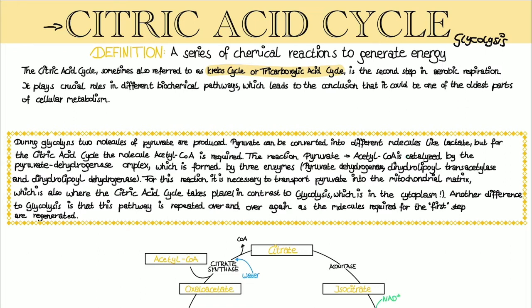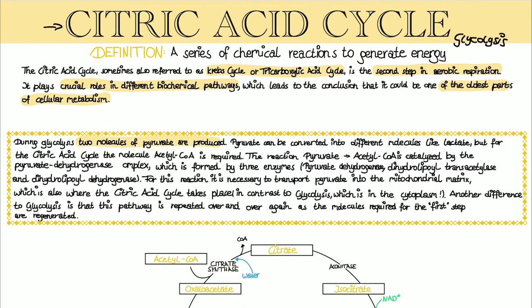And it's the second step in aerobic respiration, and therefore we've got glycolysis first, citric acid cycle, and then oxidative phosphorylation. This pathway plays crucial roles in various biochemical pathways. So this led to the conclusion that it's possible that it's one of the oldest parts of cellular metabolism at all. So, if you remember glycolysis, at the end we've got two pyruvates.